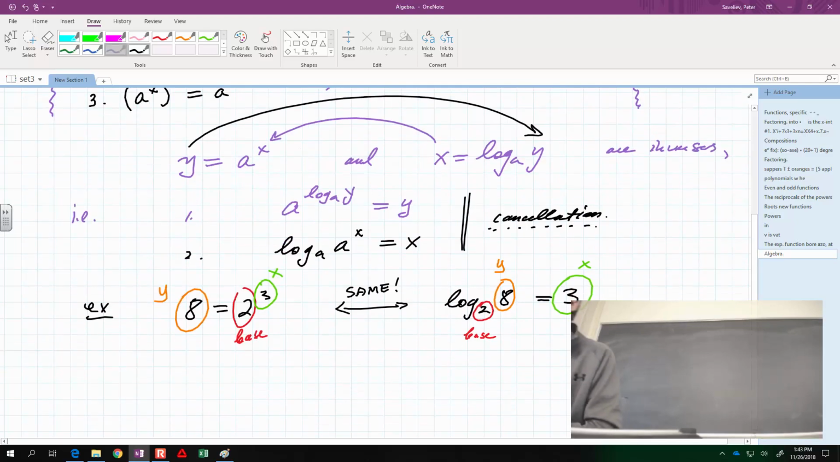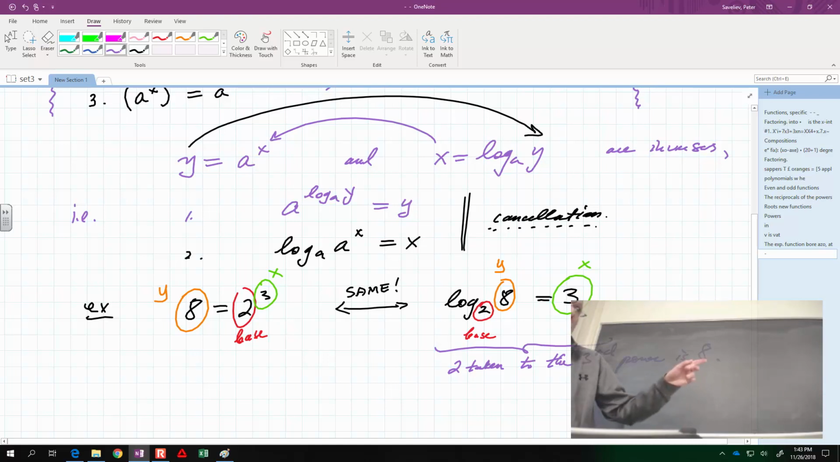Okay, so you could always put it in words, which helps sometimes. I could take the statement on the left, interpret it, and attach it to the statement on the right. So what I'm seeing here is 2 taken to the third power is 8. That is literally what's happening on the left, but you should be able to see it on the right as well. So that is, in reverse, the meaning of the logarithm.